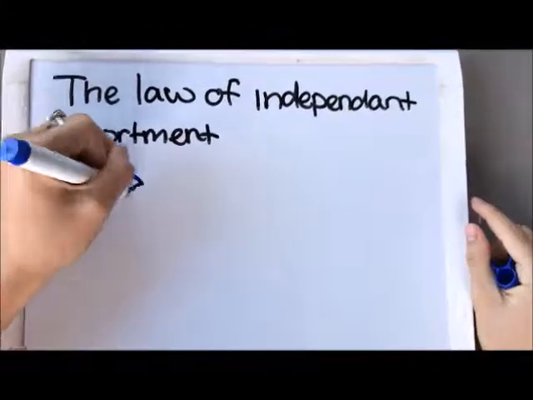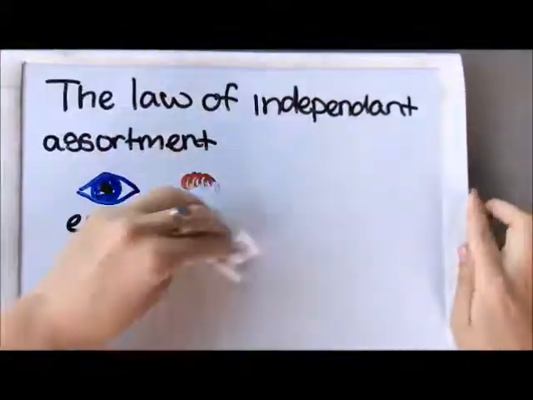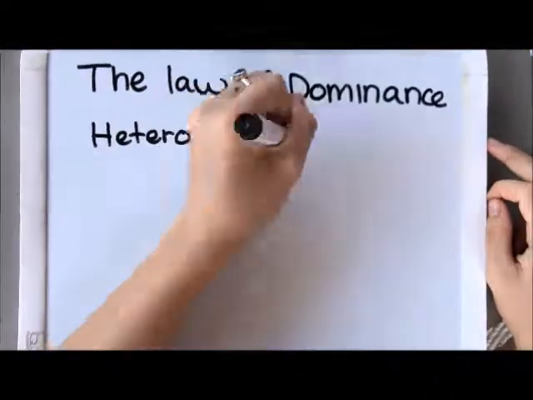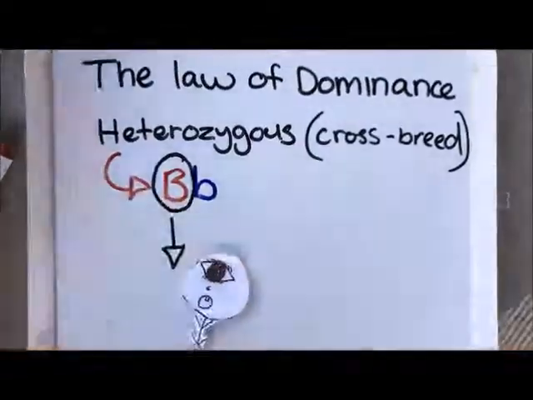The law of independent assortment talks about inheritance and how different traits are arranged separately from one another, allowing the trait or feature to not depend on the inheritance of the other. The law of dominance portrays a heterozygous genotype and how the gene will express the dominant allele.